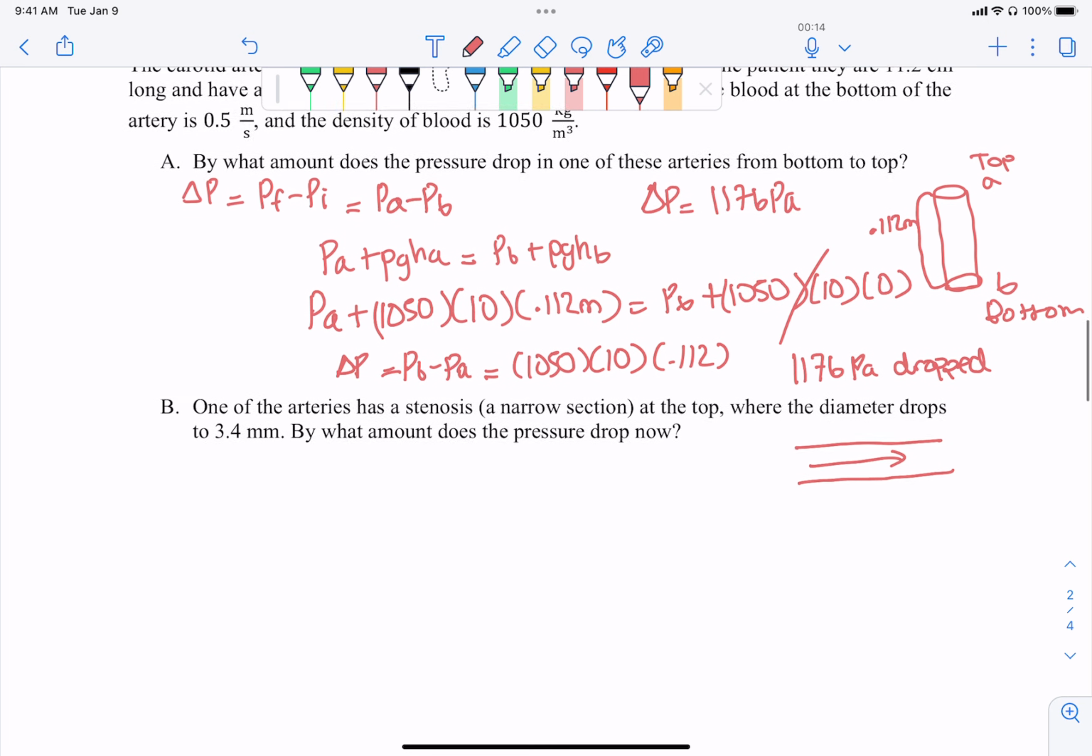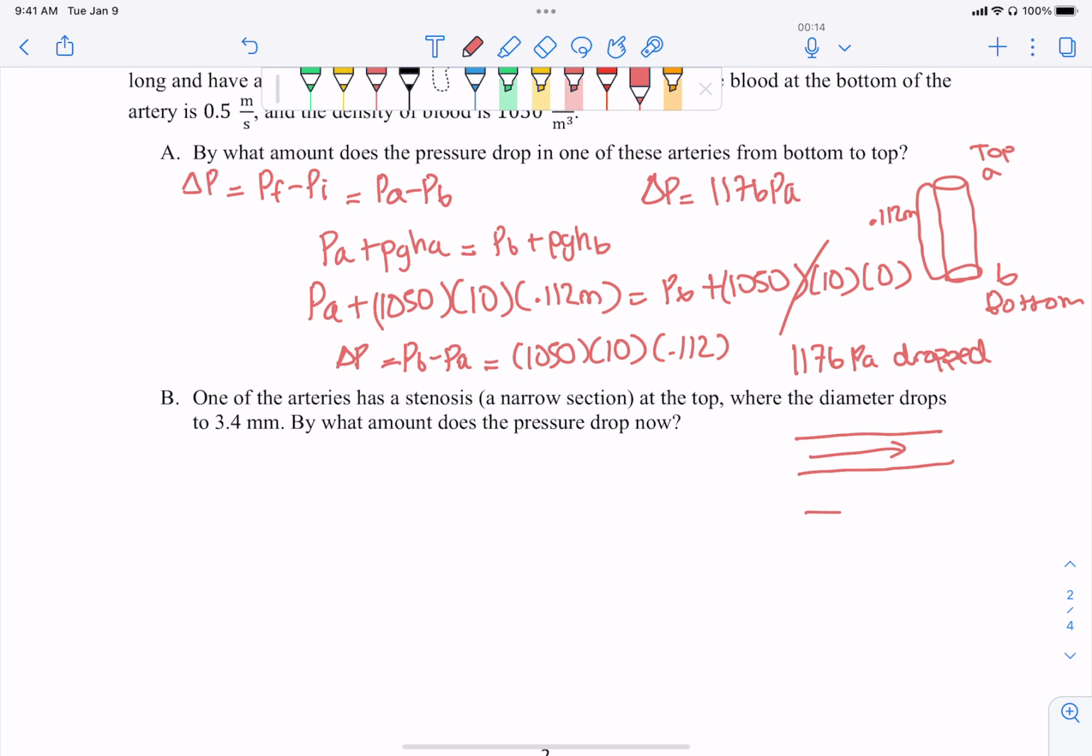And then all of a sudden, you might have kind of a blockage or a narrowing of the artery somehow, right? Where there's essentially less space for the blood to flow through, right? So that diameter there is decreased, right? And there's a narrowing of the artery.